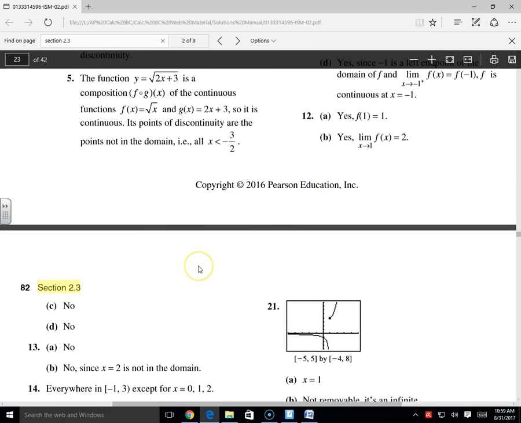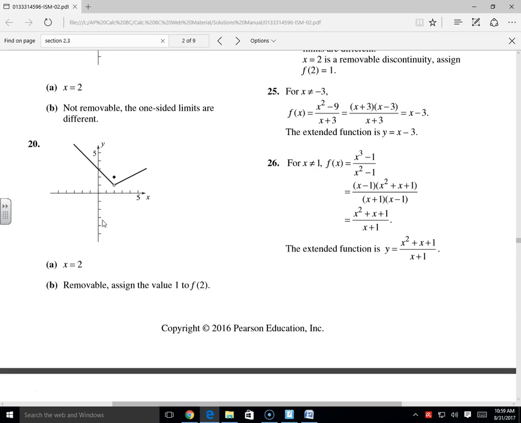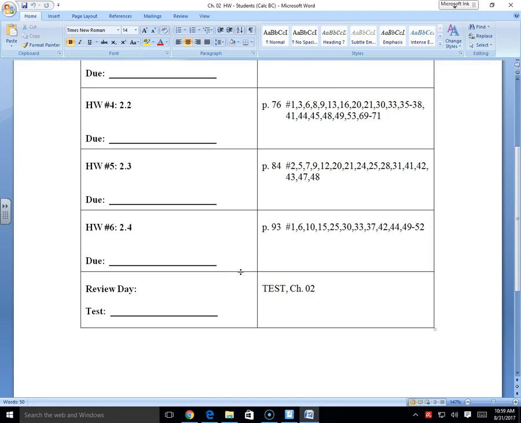Number next one. 20. X equals 2, and it's removable. How? Make f of 2 equal 1 in the piecewise, then it would all be better. You can assign a piecewise, you can fill the hole, you can make the point be at 1 instead, and then you would have it. Was there a C or D, or just A and B? Maybe. Okay, number next one.